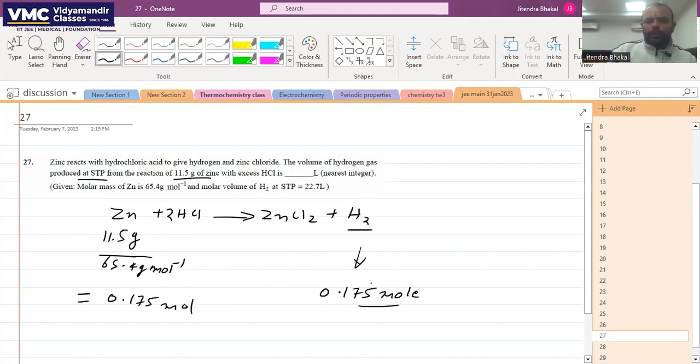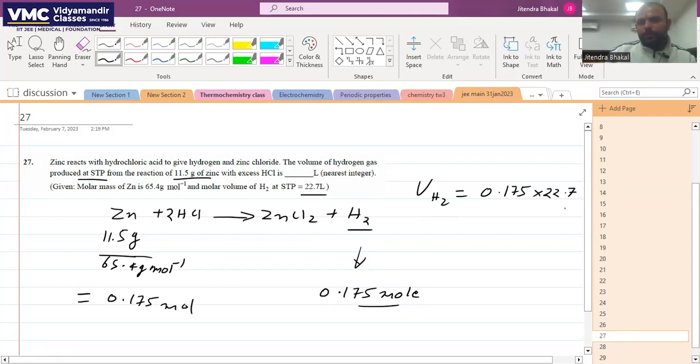mole. Now the number of moles is given, and the molar volume of any gas at STP is 22.7. So the volume of hydrogen, VH2, is the number of moles into the molar volume, 22.7 liter per mole. So we get the volume of hydrogen gas here. It is 4 liter.